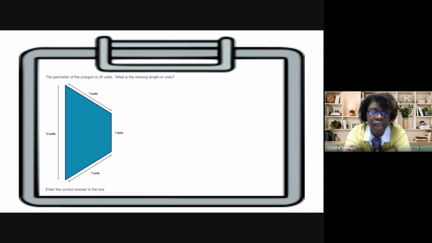So let's take a look at our problem that students had on their unit check. In this problem, students were given the perimeter and they were given side lengths, but they were missing one that they had to find, that missing length.